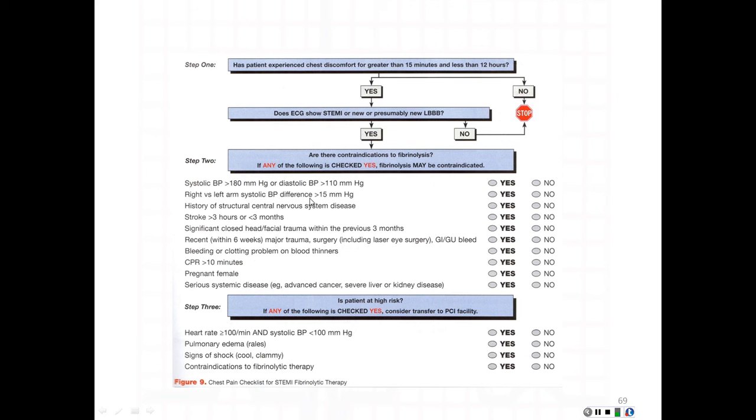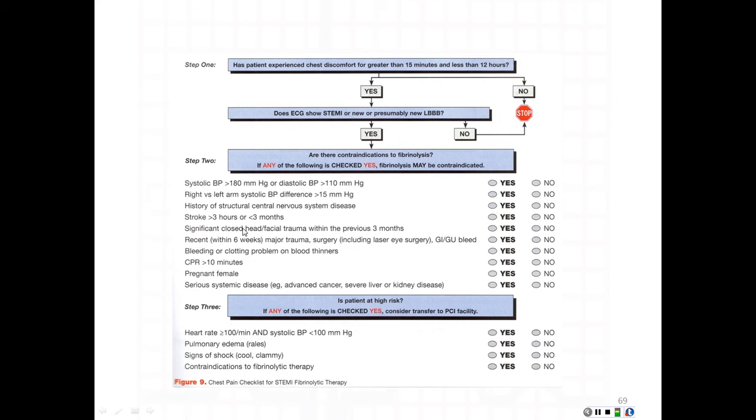If there's a difference between the right and left arms of more than 15 millimeters of mercury, that can be a contraindication. If they've had some sort of central nervous disease, structural defect, they've had a stroke greater than 3 hours or less than 3 months ago. This fibrinolytic therapy is also used for the stroke patients, and you'll be talking about that next semester.